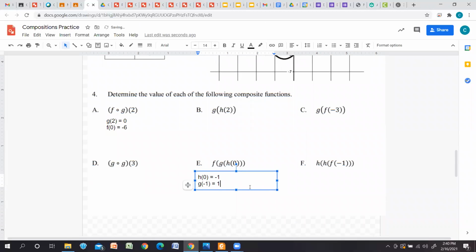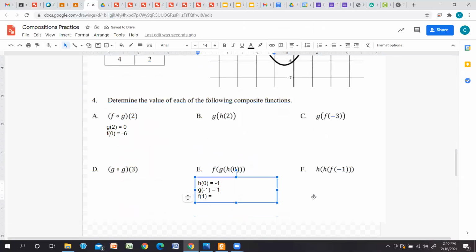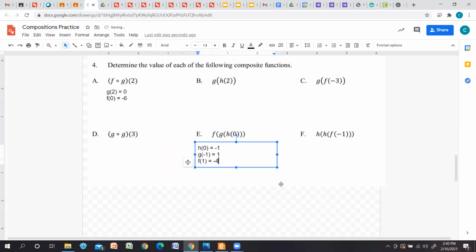This output becomes the input for f. So f of 1 equals, if we go over to 1, it's -4. And this is a triple composition, or I guess a double composition, because we're composing twice with 3 different functions. So you can have much more complex compositions, such as these.